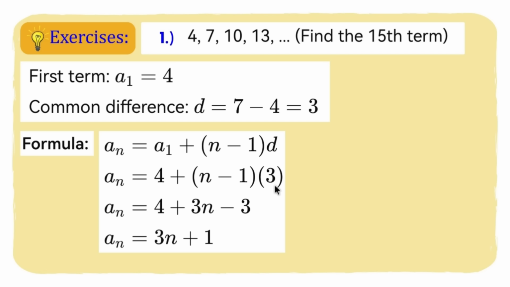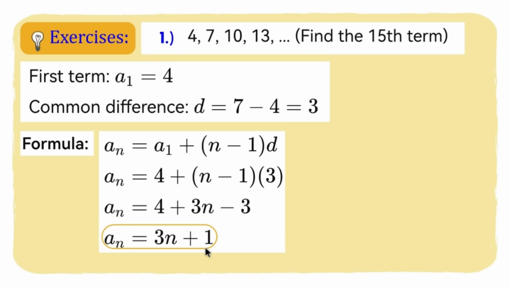Distribute 3 to our binomial. So we have here 3 times n, we have 3n. And then 3 times negative 1, we have negative 3. And then combine our similar terms, 4 minus 3, we will get 1. So our formula is a sub n is equal to 3n plus 1.